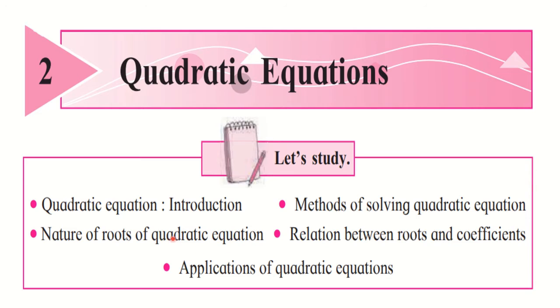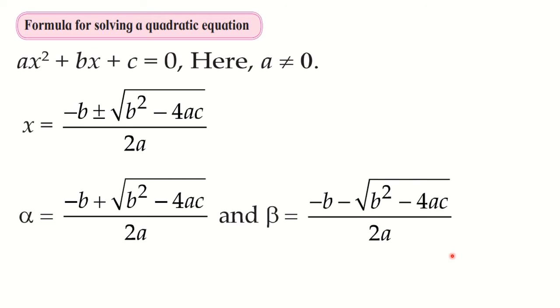In the previous lecture we studied what a quadratic equation is, and in that we studied the method of factorization to solve quadratic equations. The second method, solving the quadratic equation by completing the square, is omitted. Then we are moving towards the next method, that is the formula method, or formula for solving a quadratic equation. So let us understand the formula first.